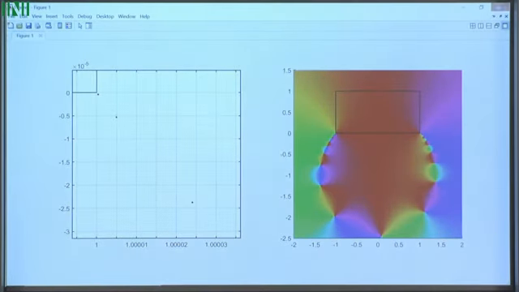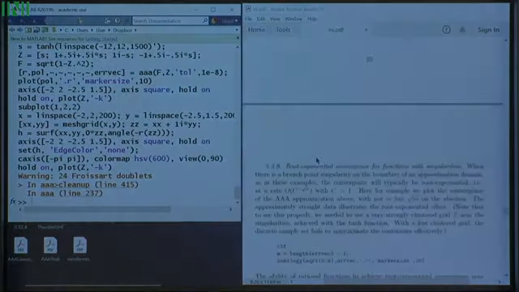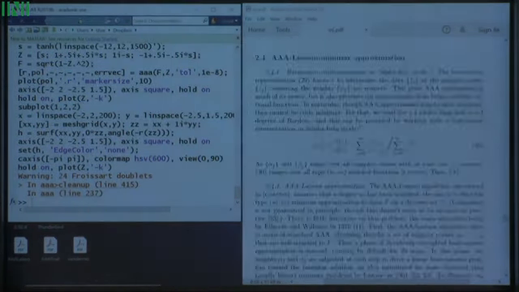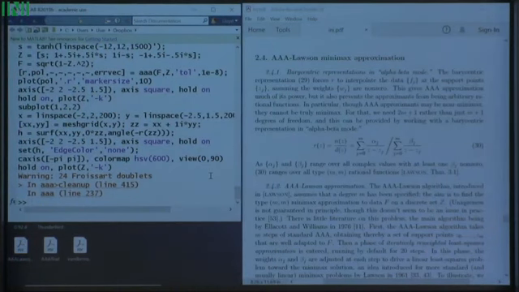Okay, the final bit of today's masterclass is about what we call AAA Lawson minimax approximation. So, to remind you, the AAA idea starts from a barycentric representation. And I didn't say what AAA stands for. It stands for Adaptive Antoulas-Anderson. And the Antoulas-Anderson idea was to use a barycentric representation to interpolate a function in a bunch of points, but also have good coefficients so that it would be a good interpolant.